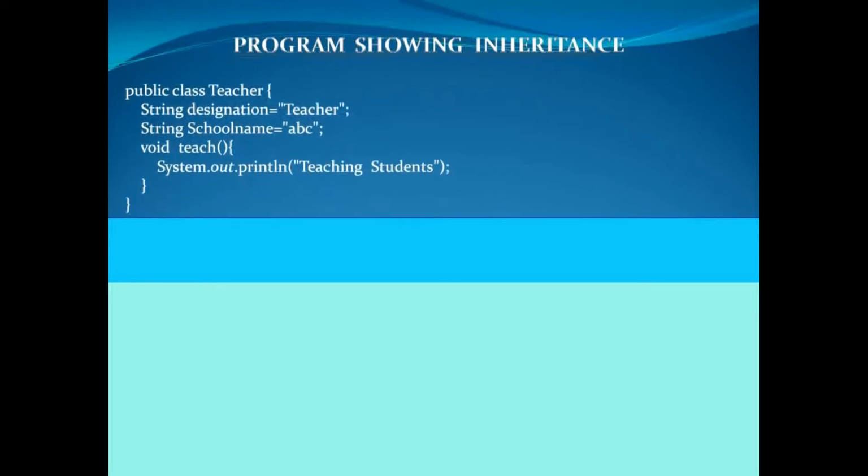Now let us discuss the inheritance concept with a program. As we have seen from the diagram, Teacher is the base class. So it has two fields, that is designation and school name. Designation is what? The teacher. School name is what? ABC. And it has a method which displays teaching students.